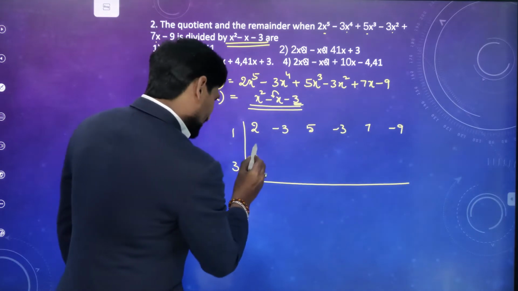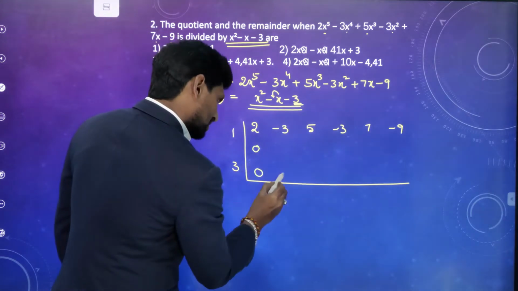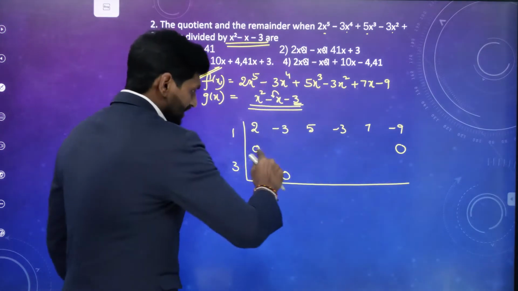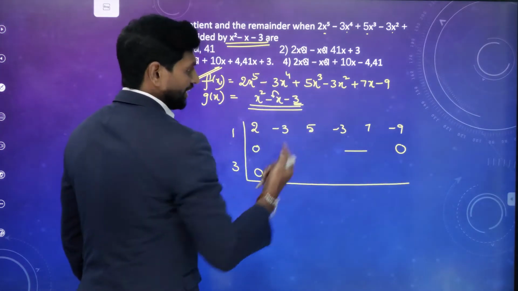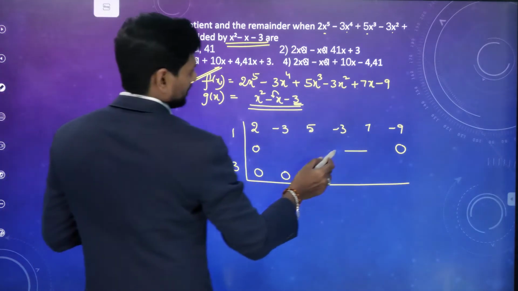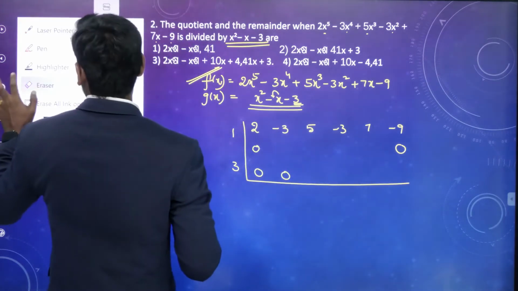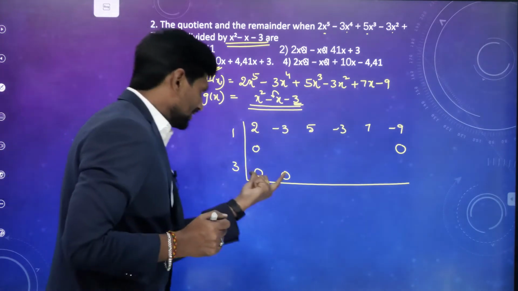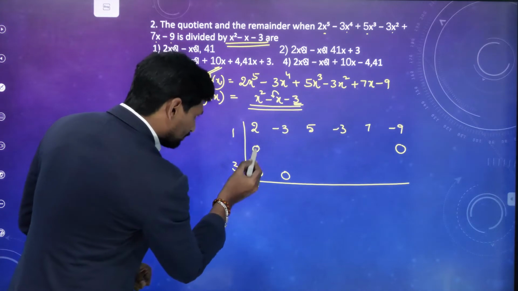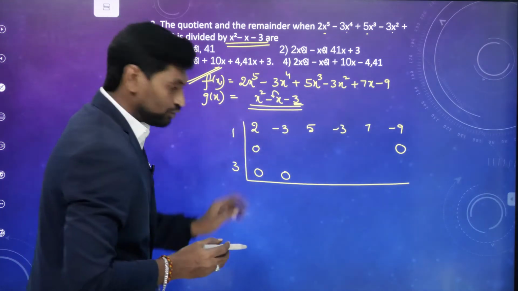Now here, the first two places are zeros. In the second row, the first position and last position will be zeros, since in the first row I have taken the coefficients. And in the third row, the first two positions are zeros. Now add all of them. 2 plus 0, 2. Again 2 plus 0, 2.